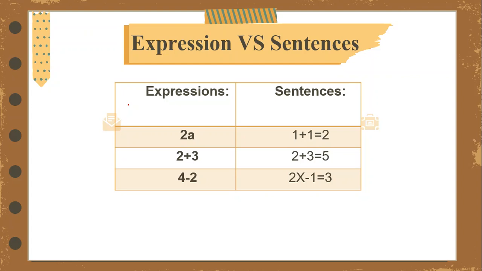Sentences, however, are complete. For example, 1 plus 1 is equal to 2, 2 plus 3 is equal to 5, 2x minus 1 is equal to 3. So, sentences have an equal sign.